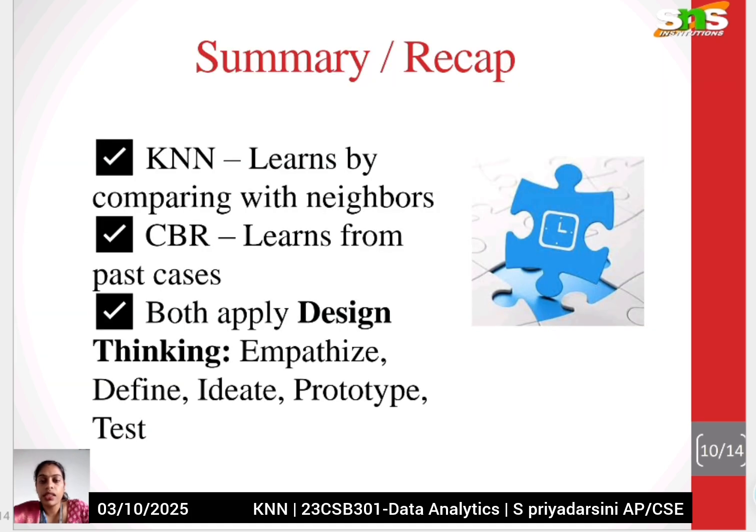Next is the recap and summary. KNN predicts by comparing the new point with nearby data points, and CBR predicts using stored past cases and learns through feedback. Both relate to design thinking because they work through steps like empathize, define, ideate, prototype and test. Both techniques help machines think like humans like we do.